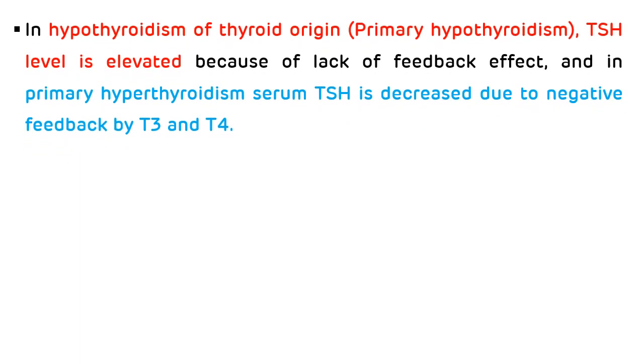In hypothyroidism of thyroid origin, that is primary hypothyroidism, TSH level is elevated because of lack of any feedback effect. While in primary hyperthyroidism, serum TSH is decreased due to negative feedback by T3 and T4 hormones. So in primary hypothyroidism, TSH level is elevated, and in primary hyperthyroidism, TSH level is decreased.